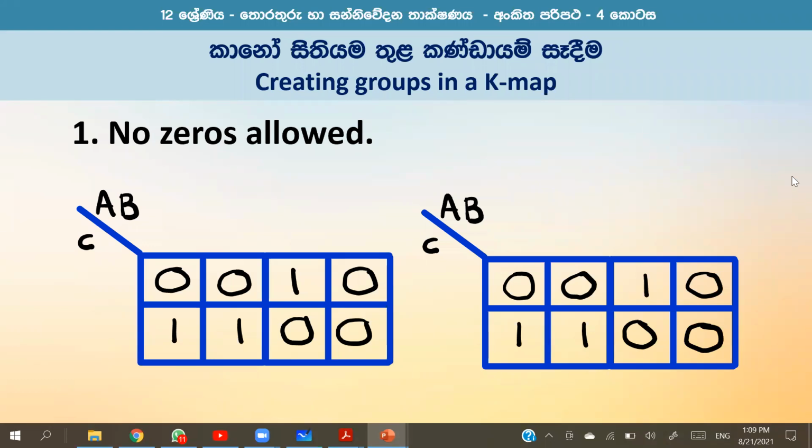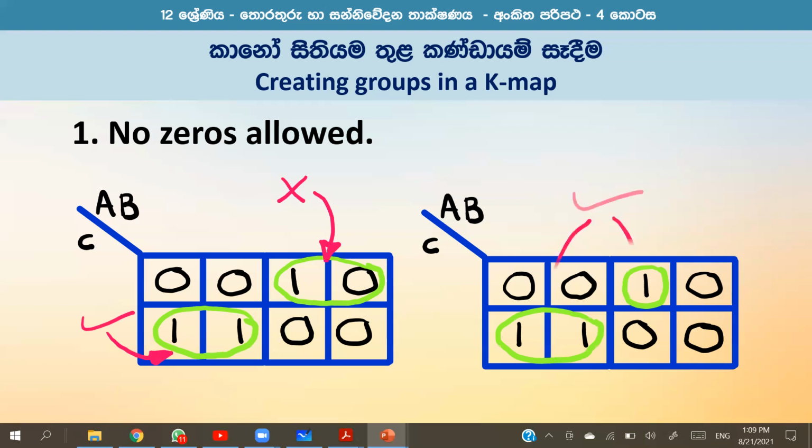So the first rule is simple. For a group, zeros are not allowed, right? So that means you can't do this kind of grouping. You can do that kind of grouping, right? So that is right and this is incorrect, right? So the most correct way is that, because at the end, our motive is to group all the ones into some groups, right?